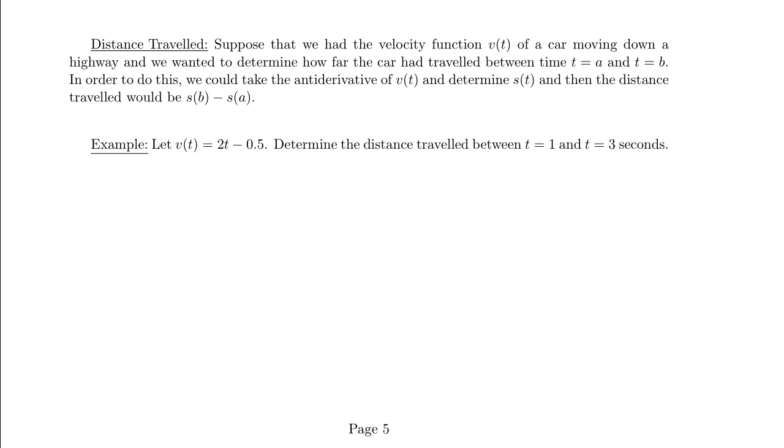So what we could do is take the antiderivative of our velocity function, which would have us determine s of t, the original function. And then for the distance traveled, we would take s of b minus s of a, right? We'd take how far you were at the final time point minus how far you were at the starting time point. And that would give you the distance that you traveled. So let's work through an example together.